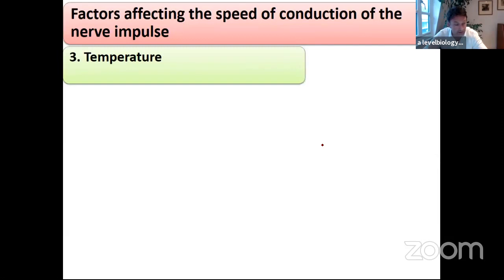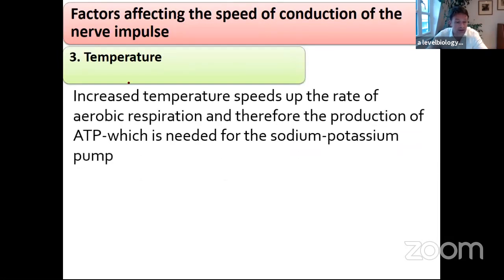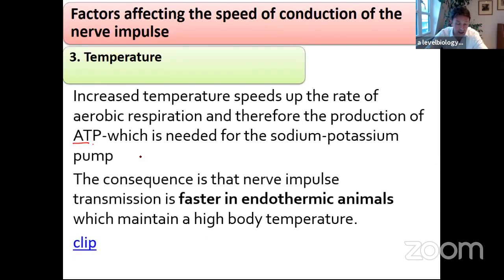Temperature is the third thing that affects it. Increasing the temperature increases the production of ATP, and it also increases the rate of diffusion. So the sodium and potassium ions can diffuse faster, so nerve transmission is faster in endotherms. They produce more ATP and have higher speeds of diffusion because of more kinetic energy.